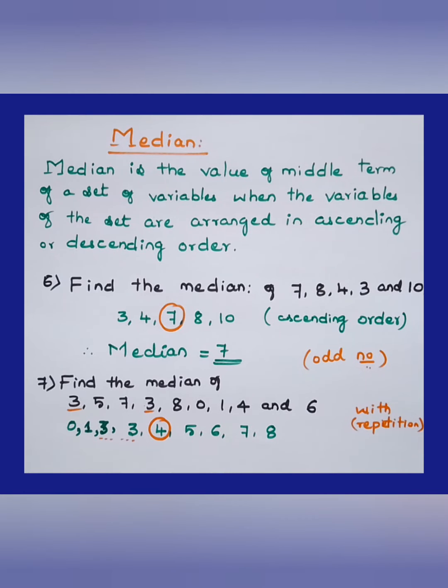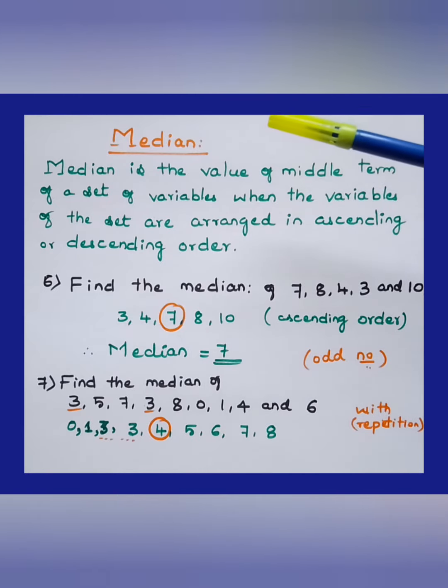We shall next move to the next measure of central tendency, that is median. Median is the value of the middle term of a set of variables when the variables of the set are arranged in ascending or descending order. You have to arrange them in ascending or descending order, and the numbers will be repeated. If the numbers are recurring again and again, you will write the repeated number only here, not like in the case of sets. In sets we don't take the repeated number. Don't get confused here. You must be a little cautious while writing the elements.